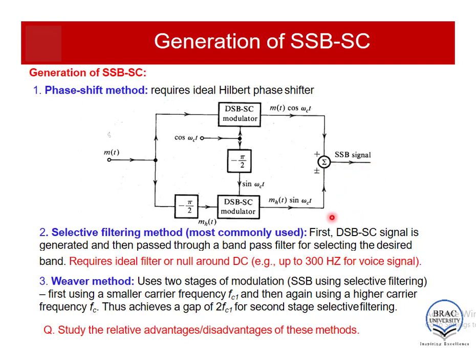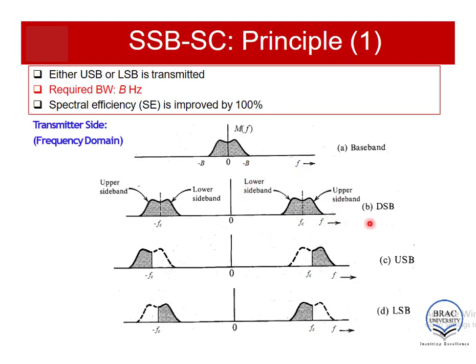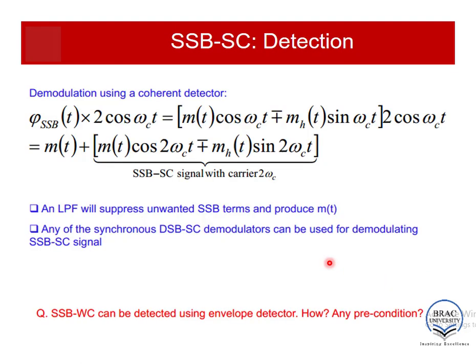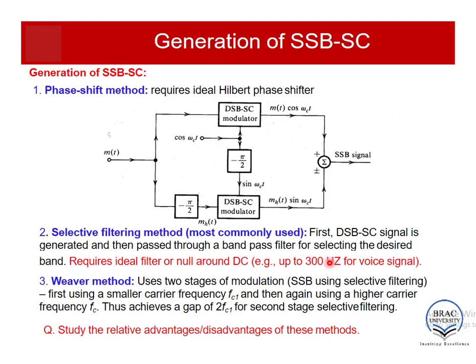There are obviously other methods of achieving SSBSC. One of them is selective filtering. That means this is a DSBSC signal. So if I somehow filter this portion out using a high pass filter, then we can achieve this. So this is another method of achieving SSB signal. So that is the selective filtering method.